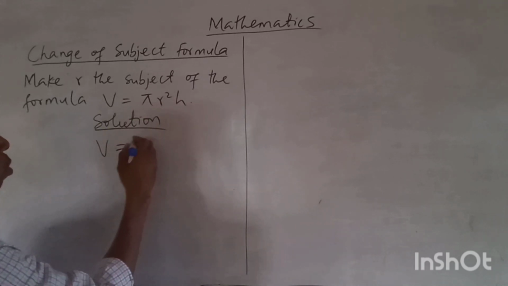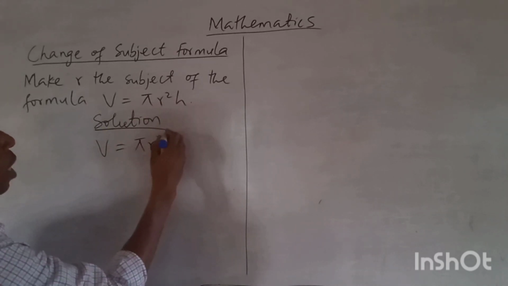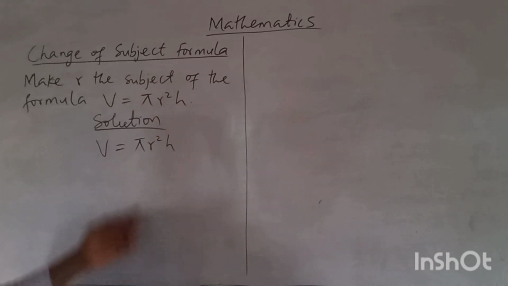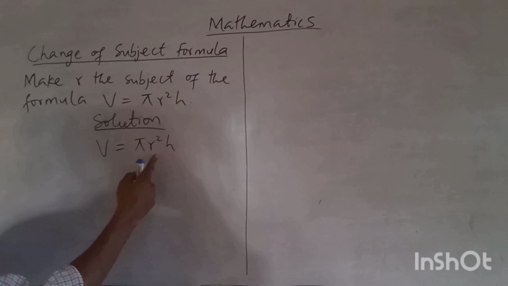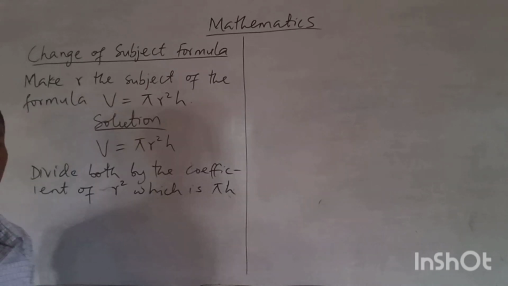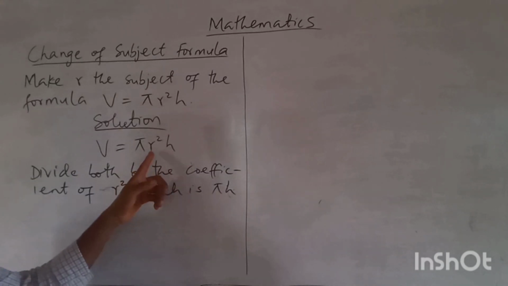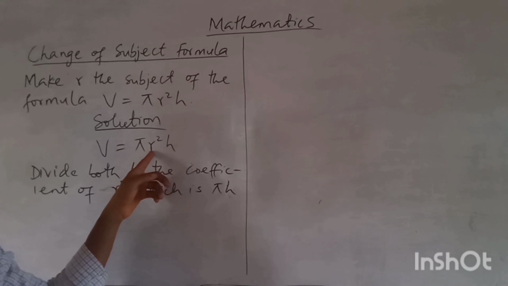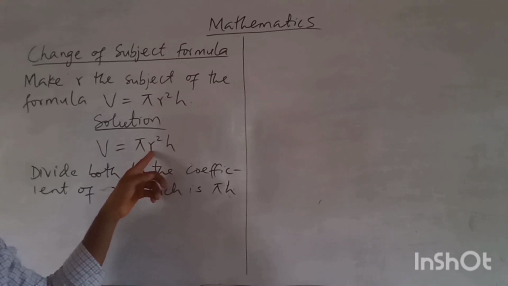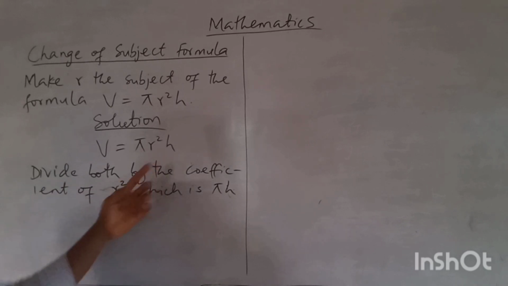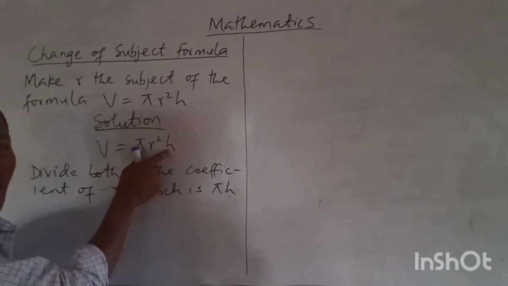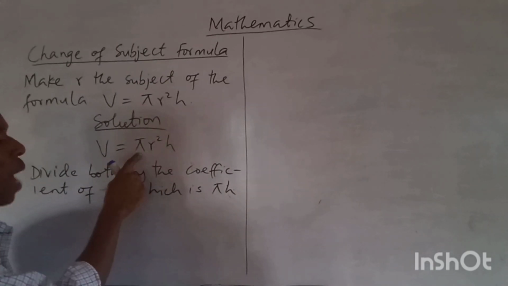V is equal to pi r squared h. So the first thing we do here is to divide both sides by the coefficient of r squared, which is pi h. Here we are going to make r squared the subject of the formula first before we can make r the subject of the formula. So we are going to divide by the numbers beside r, which is pi and what?